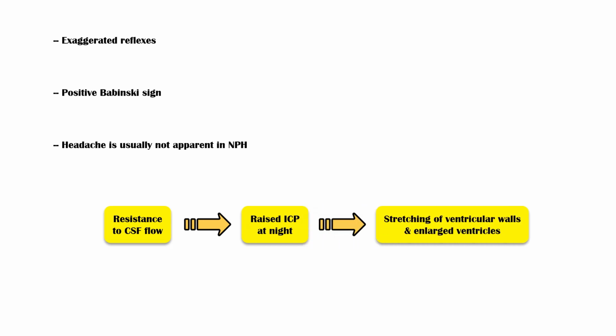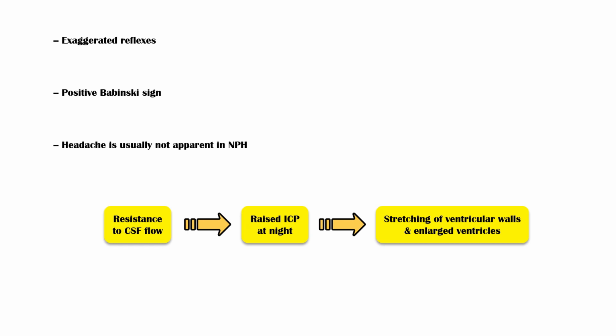The mechanism of normal pressure hydrocephalus is not fully understood. However, some theories suggest that there is a resistance to the CSF flow within the ventricles, which leads to raised intracranial pressure at night. Ultimately, this leads to stretching of the ventricular walls and enlargement of ventricles.